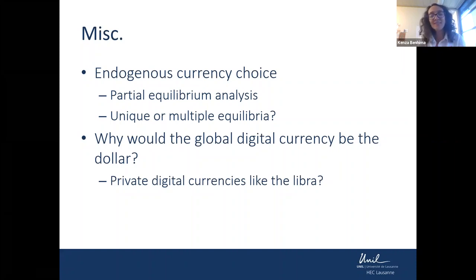And finally, last question. And actually you discussed that in the end. Why would the global digital currency be the dollar? Could that be some other stable coins like the Libra, which are not pegged to a particular currency? And in that case, how do you think that would change your results? So yeah, I will stop here.